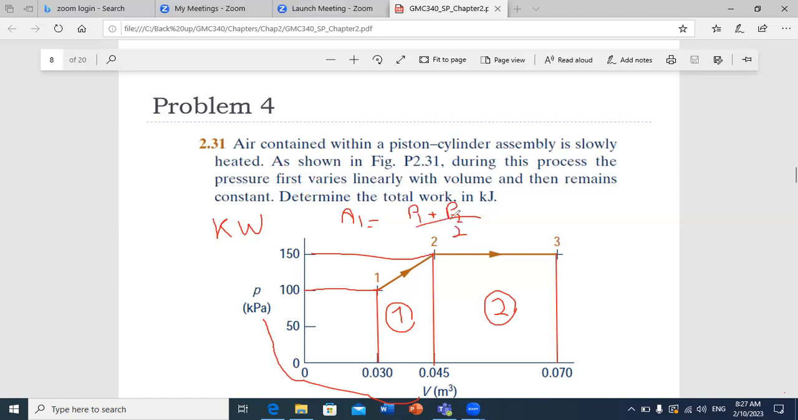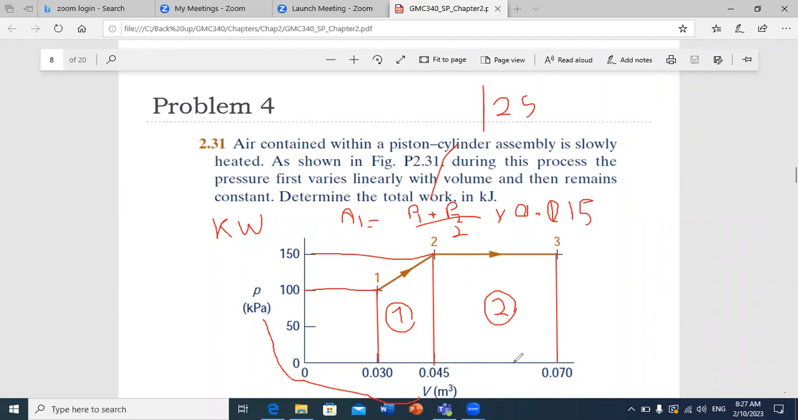So this will give you 125 times delta V. Delta V is 0.045 minus 0.03, so it's equal to 0.015 meter cube. Then you will be done with the first term.